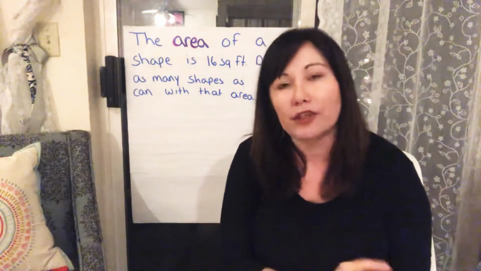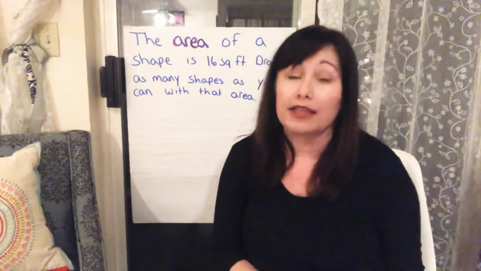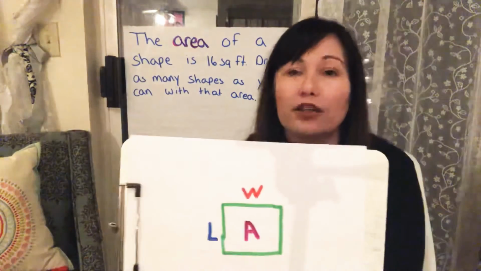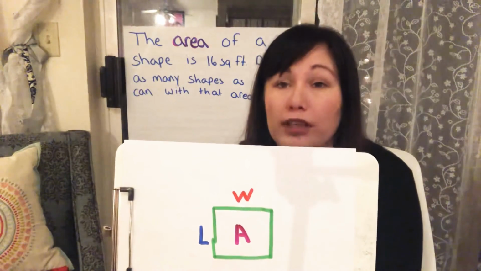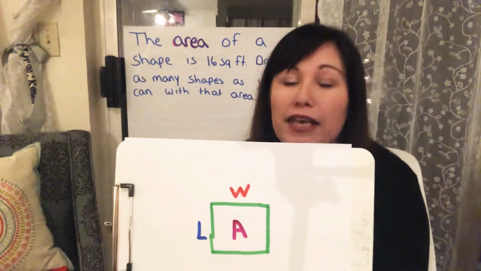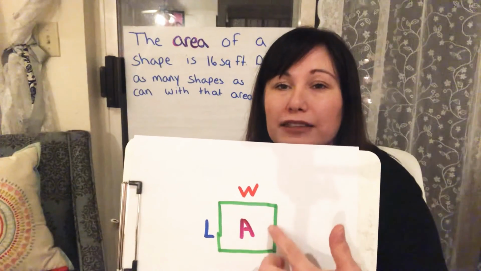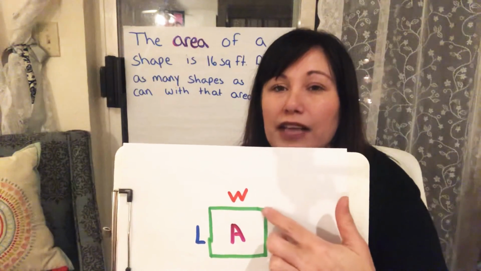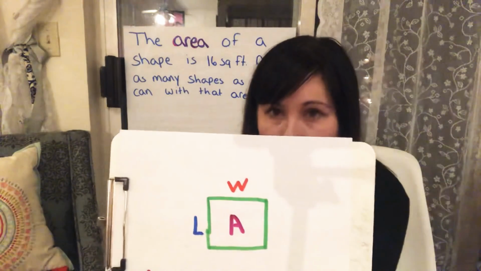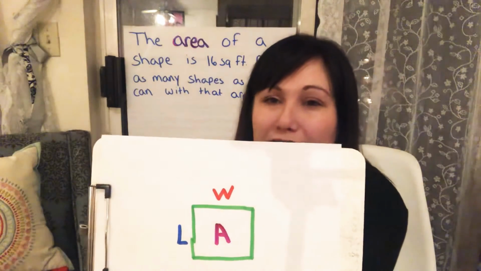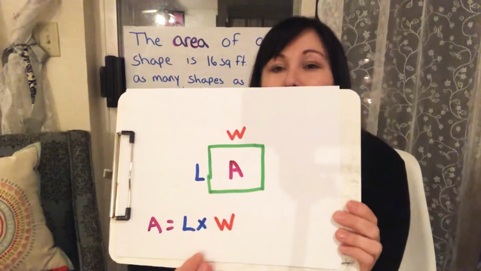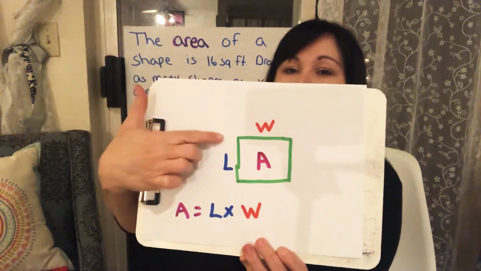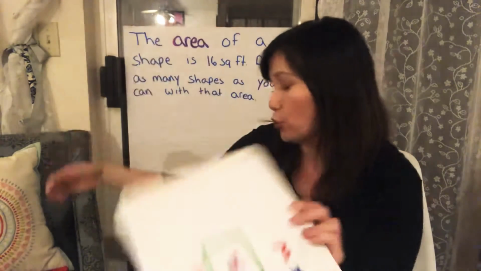But before we get started, I want to remind you what area is. Area is all the space inside a shape. So if you take a look here at this rectangle I have in green, the area is all of the space inside here. It is not the outside edge, which is what we call the perimeter. It's all the space inside. And we find area by taking the length and multiplying it times the width.